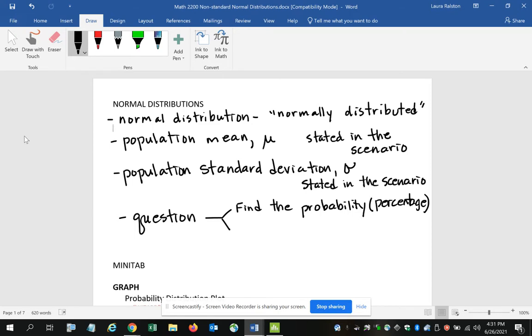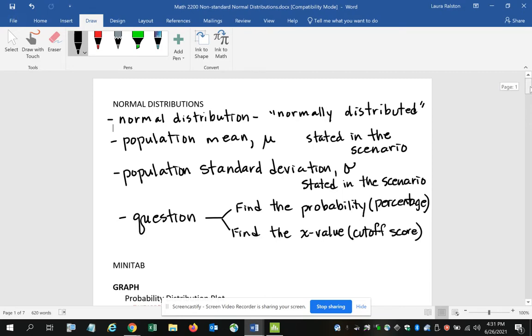The other one would be to find the X value. It might say find the cutoff score. Again, it just depends on who writes the question or how the researcher states it. So you have to know those three things.